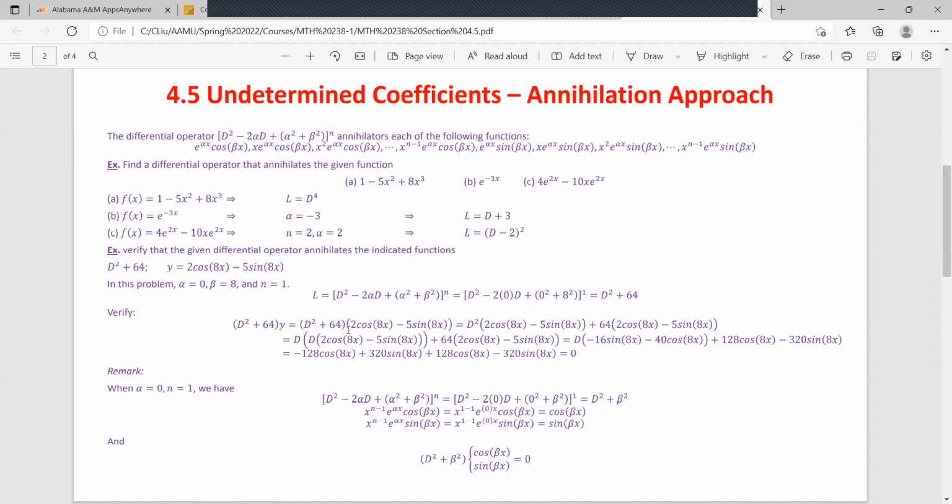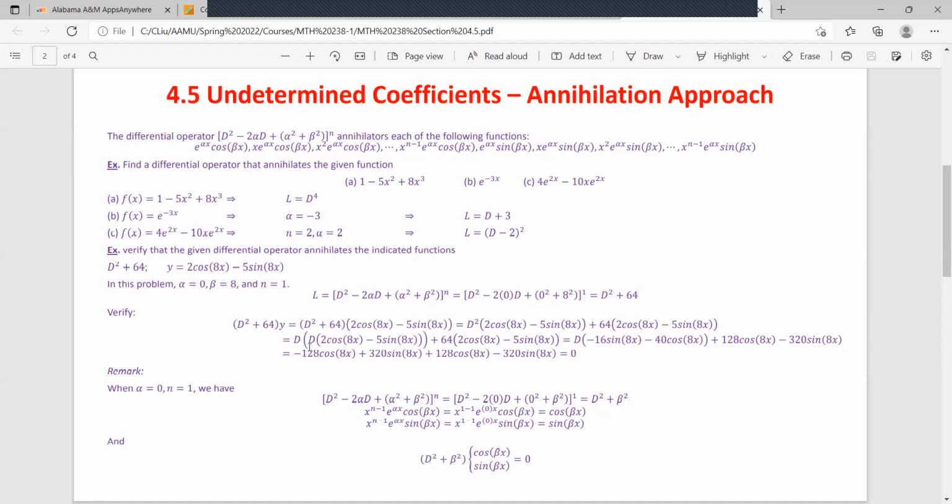So (D² + 64) acting on 2 cosine 8x minus 5 sine 8x. We can just break it into two terms. We have D² acting on this function and 64 times this function. So that means we're going to take the second derivative of this function and then add 64 times the function.